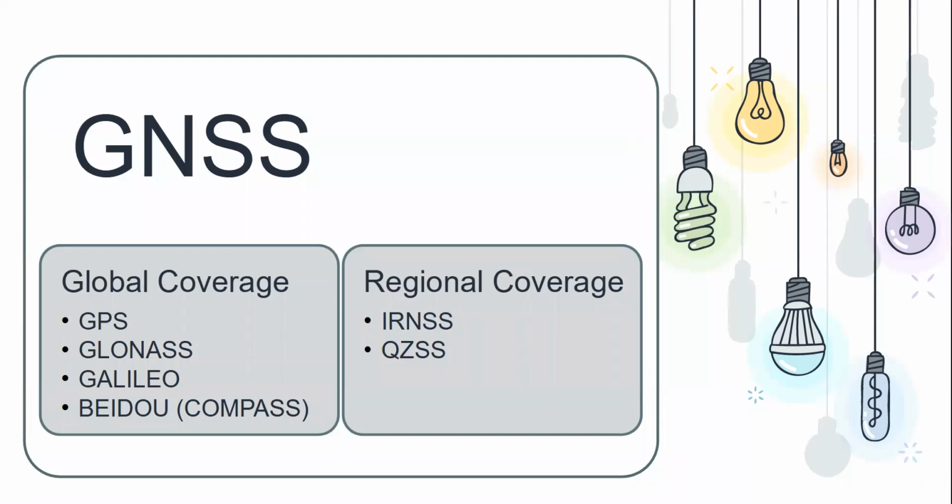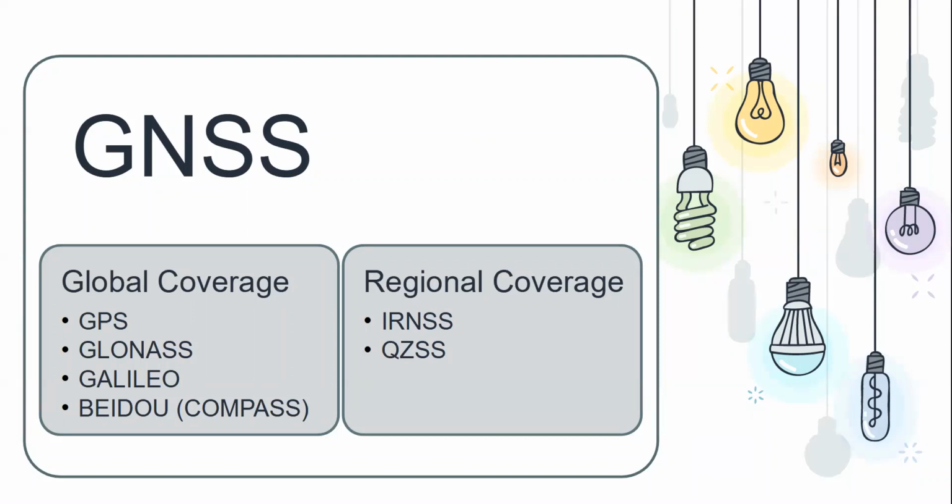GNSS stands for Global Navigation Satellite System. It is a system which consists of three segments, which are space segment, control segment, and the user segment. Space segment is nothing but the arrangements of satellites in space. The control segment consists of the master control station, which is in USA, the ground antennas, and the monitoring sites.